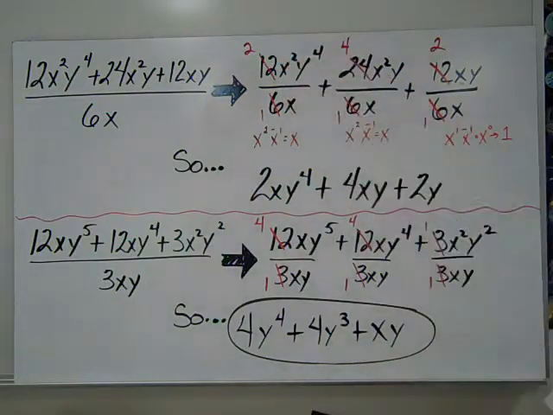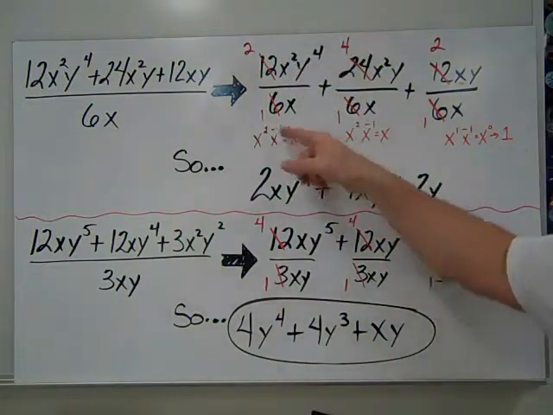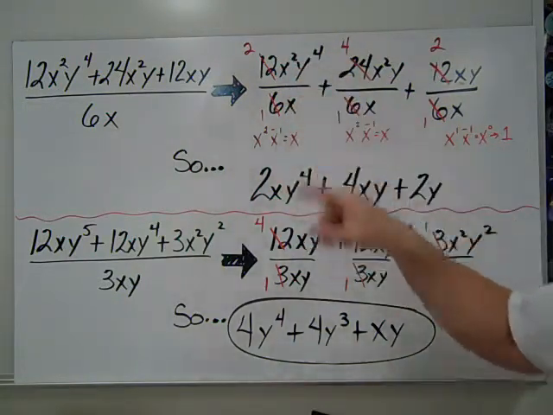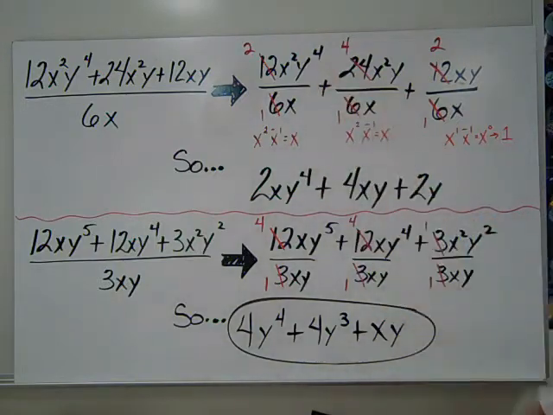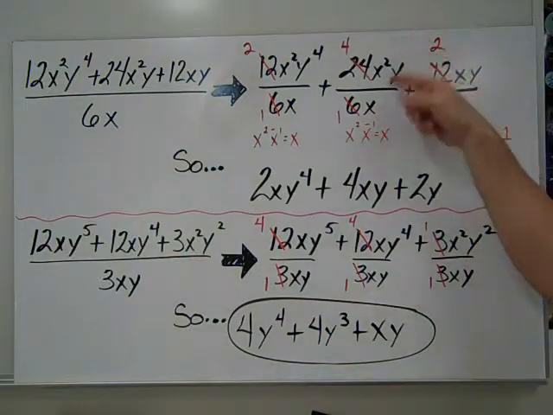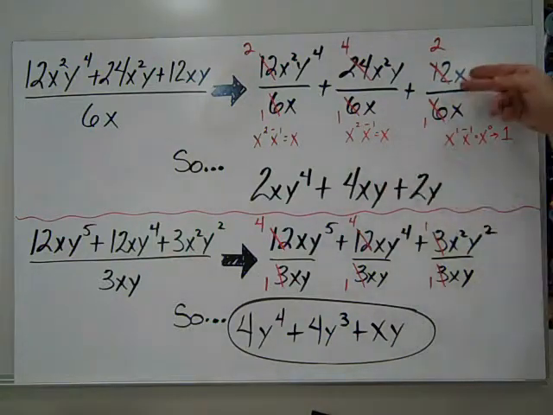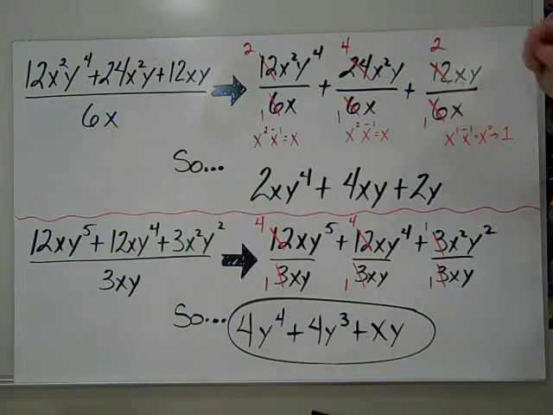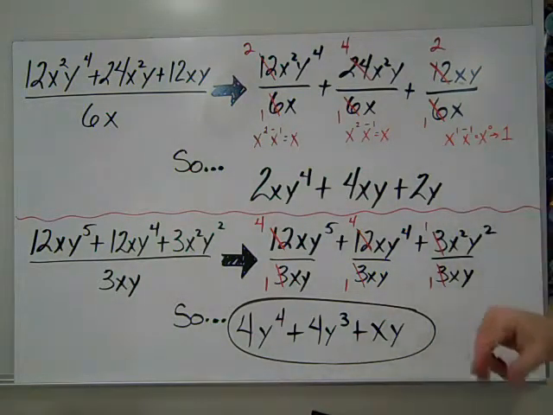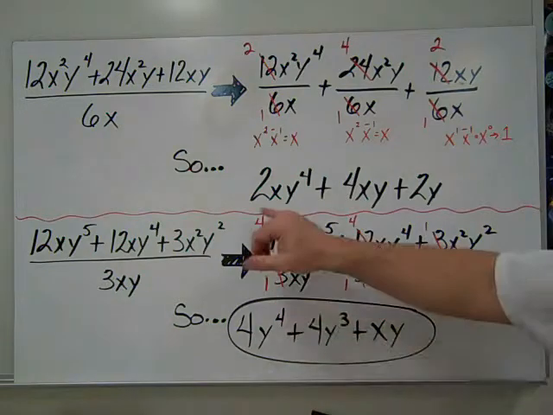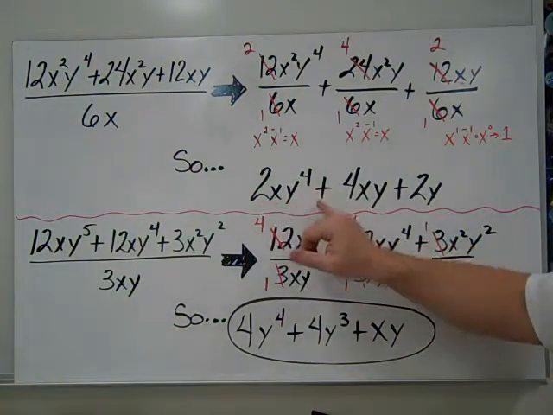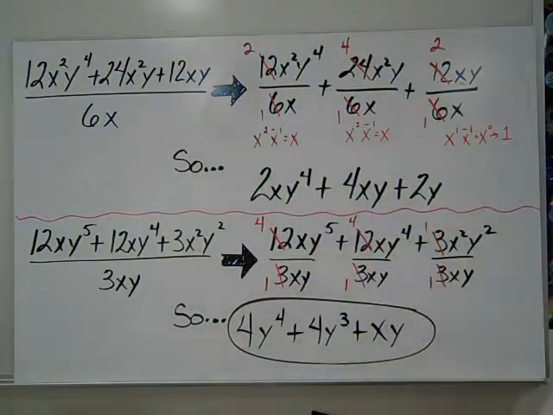So we're going to take 6 into 12, leaves us with 2. We're going to subtract our x's. 2 minus 1 gives us our x. There's no y. 6 into 24 gives us 4. Again, 2 minus 1 for your powers of x. 6 into 12 leaves us with 2. There again, our x's go away. They can cancel. There's no y at the bottom, so the y comes in. So our answer ends up as 2xy to the 4th plus 4xy plus 2y.